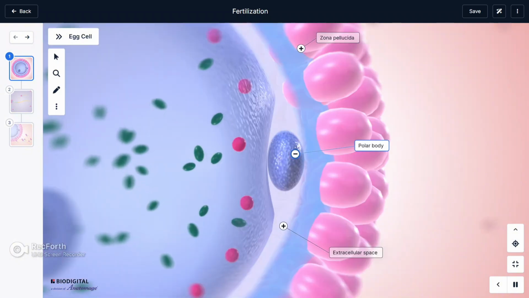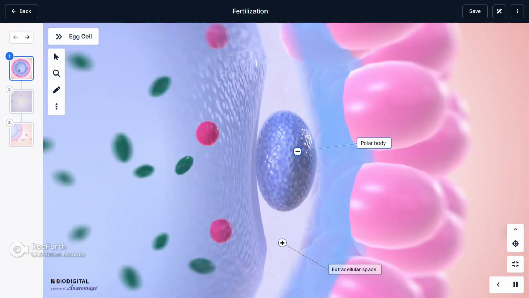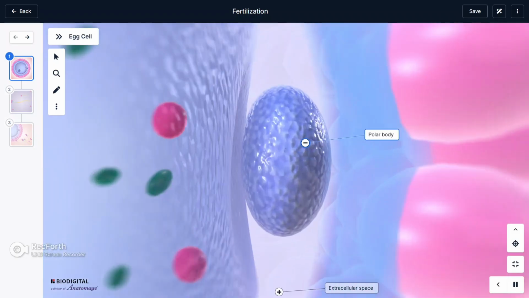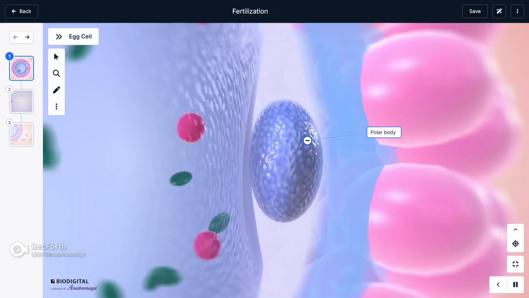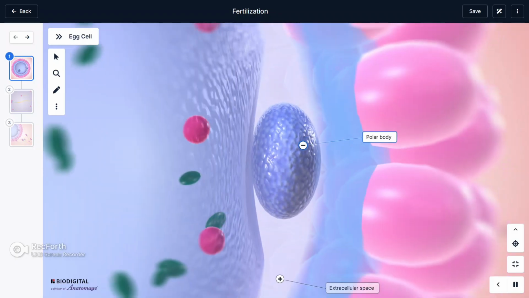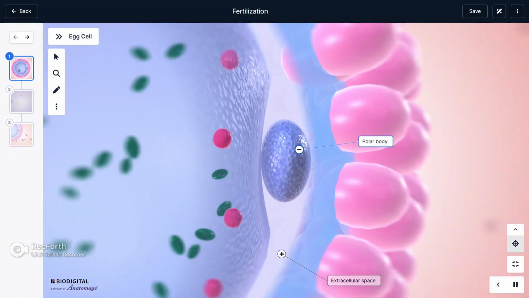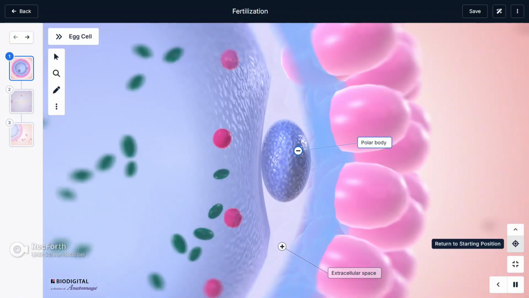And this is the polar body, or a small, non-functional haploid cell produced during oogenesis, or the process of egg cell formation. Because the egg cell undergoes an asymmetrical division to keep as much cytoplasm as possible for the embryo, the extra chromosomes are discarded into these tiny polar bodies.